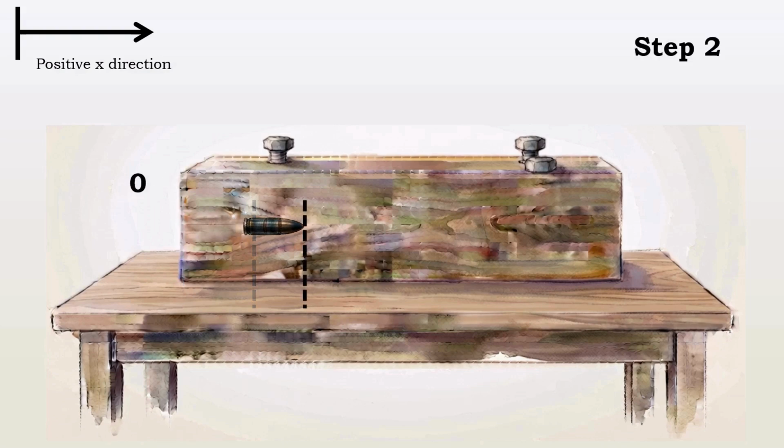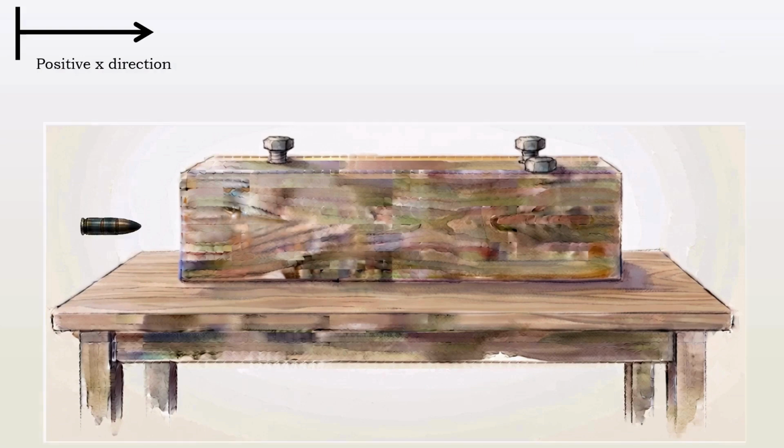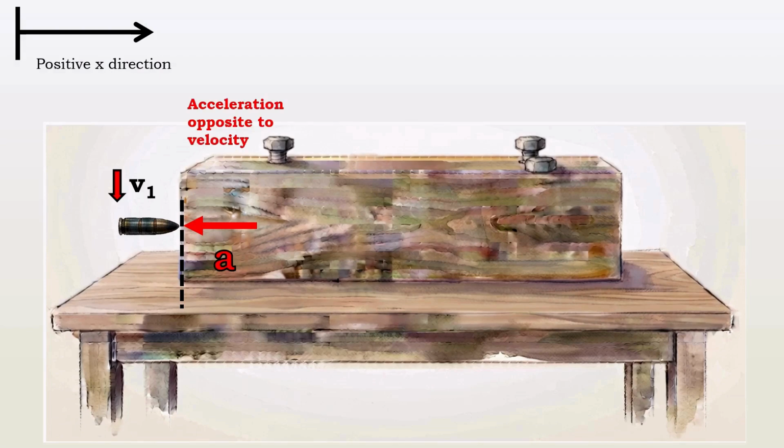Before jumping into the solution, let's remove all the text from the screen and first understand what's happening to the bullet. The bullet enters the wooden block with an initial velocity, v1, moving towards the right. As soon as it enters the wooden block, it faces resistance from the wood to move forward. This resistance to motion results in a decrease in the bullet's velocity. And a decrease in velocity is nothing but acceleration in the opposite direction. Since we have taken the right side as positive, this acceleration will be negative. In other words, it is a deceleration.